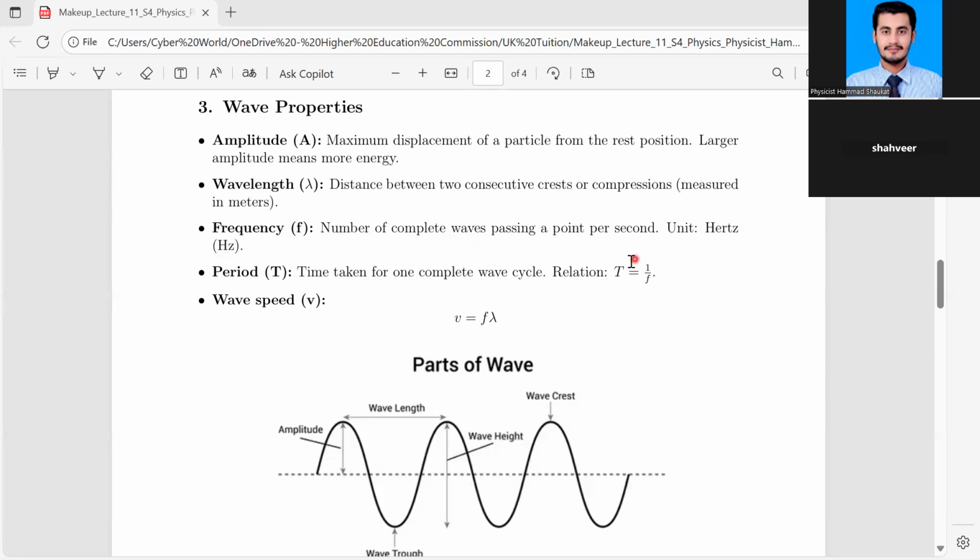If 10 wave cycles complete in 1 second, you can say the frequency of the wave is 10 hertz. If 20 cycles of a wave complete in 1 second, then you can say the frequency of the wave is 20 hertz. So how many wave cycles complete in a second is called frequency. Any question?